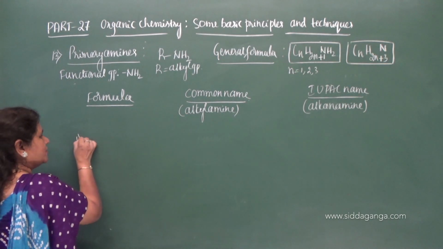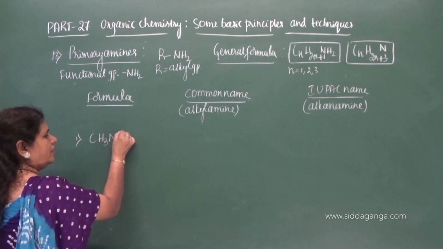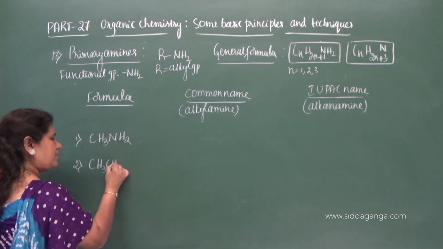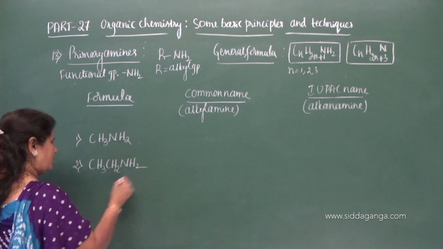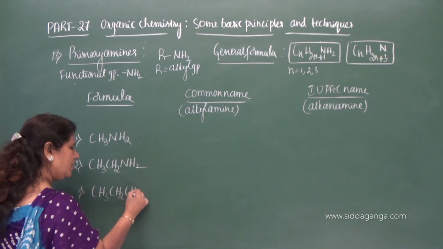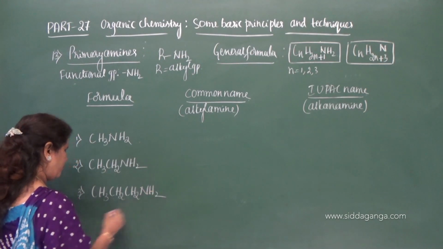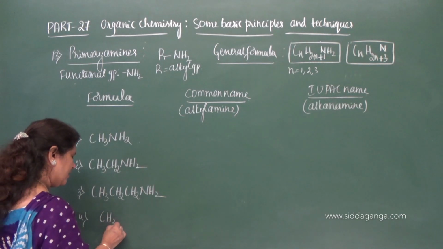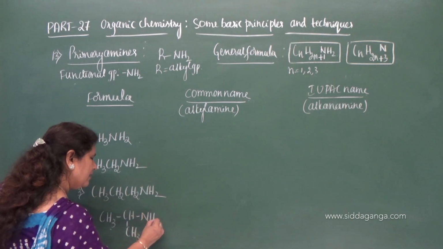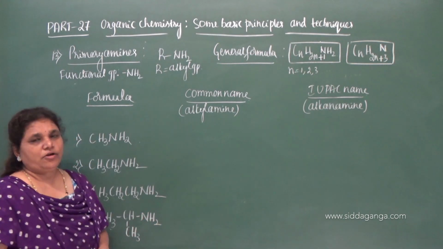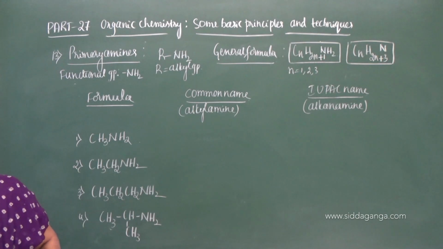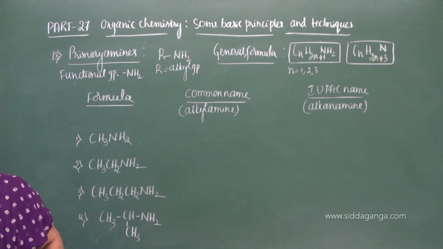So now, first one, CH3NH2. Second, CH3CH2NH2. Third one, CH3CH2CH2NH2. Fourth one, CH3CH3NH2. Now give the common name and the IUPAC name. Try to give the common and the IUPAC name here.